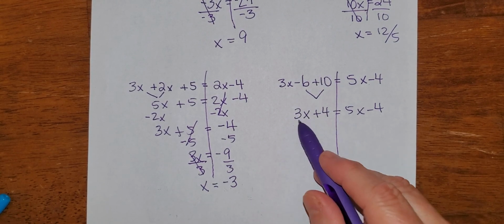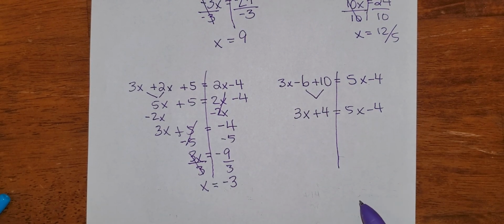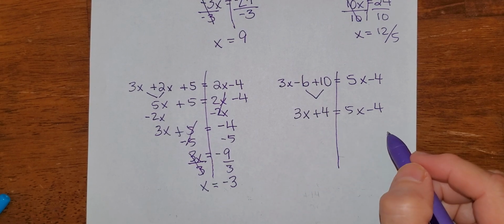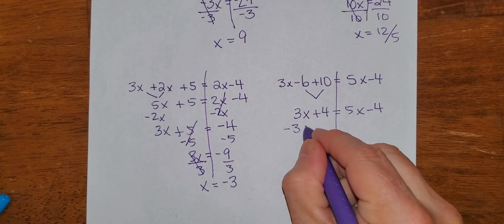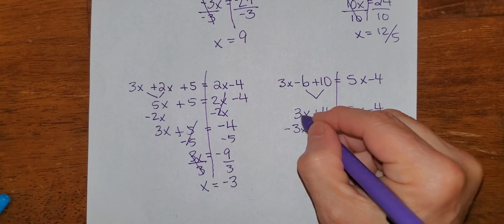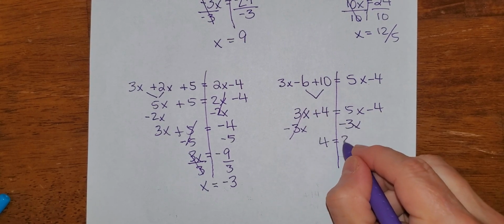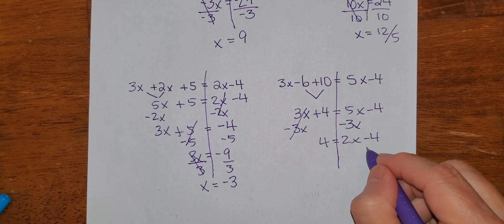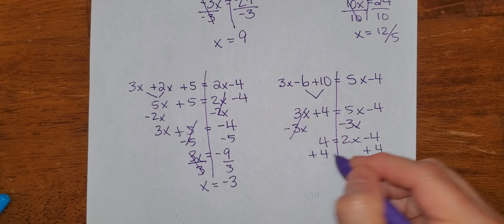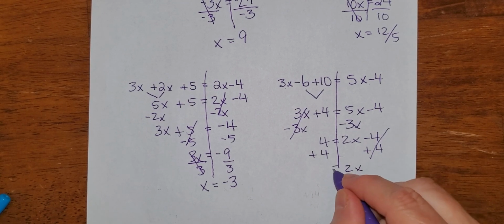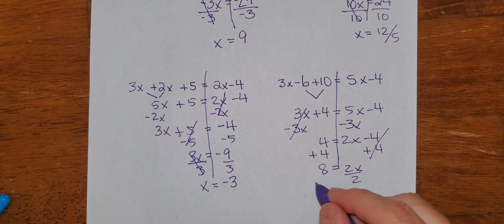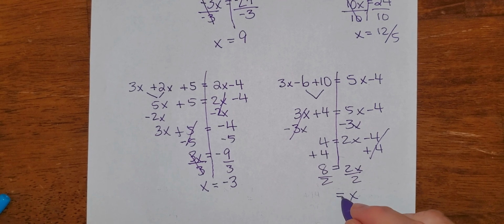So now I've got x on both sides. Now I think about doing something to both sides. I get rid of the smallest x. So that's minus 3x and minus 3x, right? And that's gone, and I've got 4 is equal to 2x minus 4. Add 4 to both sides, right? That's gone. 2x is equal to 8. Divide by 2, and guess what? X is equal to 4.